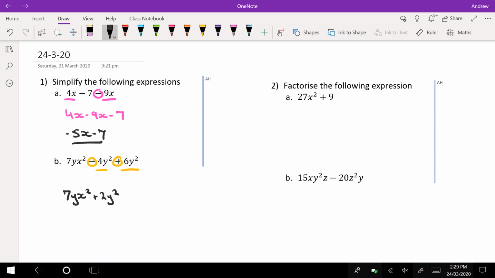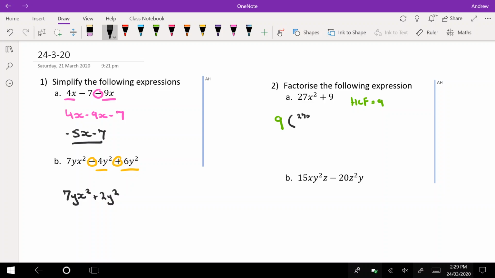Factorizing expressions. Okay, so now we're talking about factorizing our expressions. Remember, the first thing you need to do when we're factorizing is try and find the highest common factor of the two terms. What is the highest common factor here? Sam? 9. So the highest common factor is 9. So we put a 9 and then we've got our brackets here.